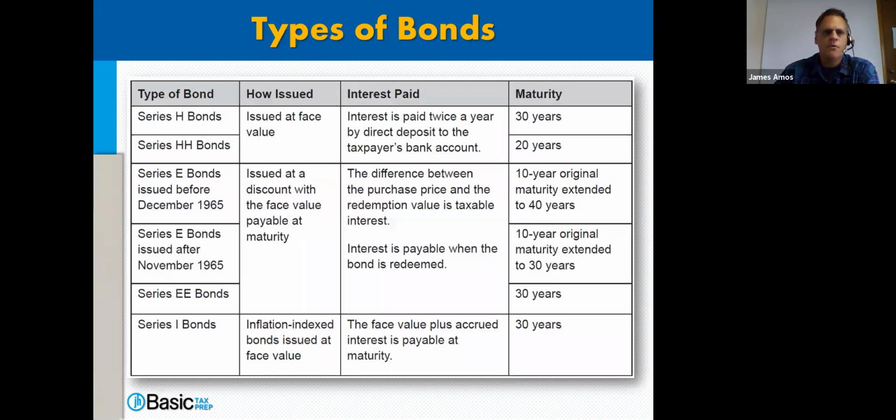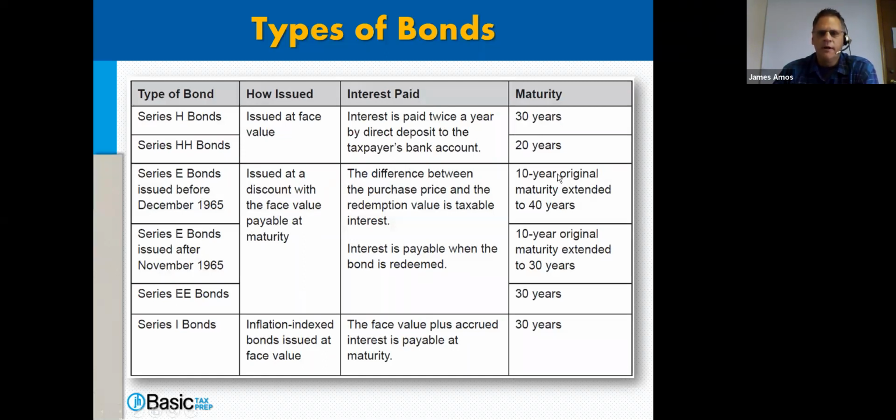But just know there are different kinds of bonds. There's the H bonds and the E bonds and so on. These are called the vowel bonds because they're vowels. Each one has different rules, like the H bonds are issued at face value, the actual value. They're paid out twice a year, and they mature in 20 years or 30 years. The E bonds, they're issued with a discounted value.